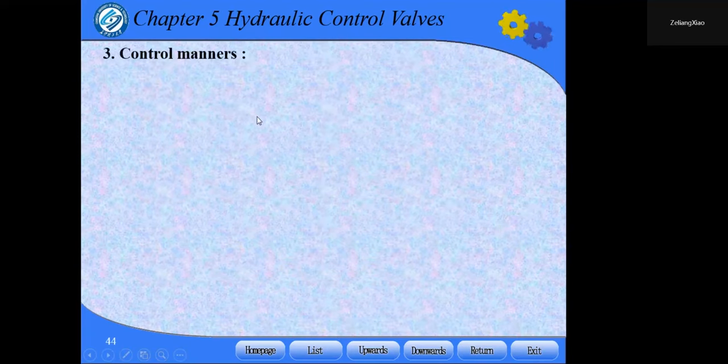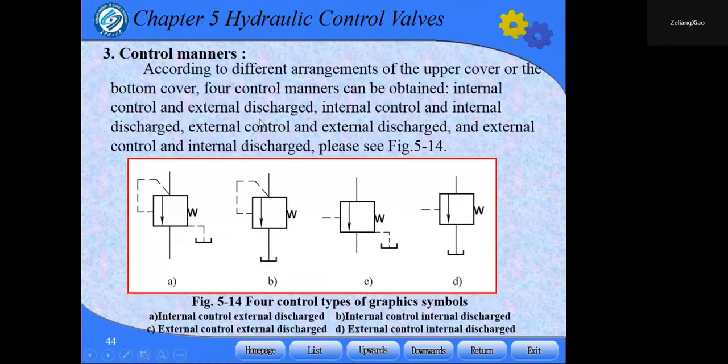Control mode. According to different arrangements of the upper cover or the back cover, four control modes can be obtained: internal control and external discharge, internal control and internal discharge, external control and external discharge, external control and internal discharge.